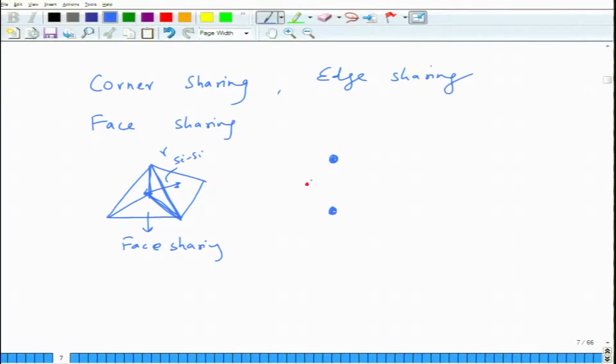Two are going to be present, one is going to be present somewhere here, one somewhere here. So, you are going to have a tetrahedra like that, and this other tetrahedra is going to be present somewhere like that. This is another silicon atom, and the other two oxygen atoms are going to be somewhere here and here. So, this is the tetrahedra, right. This is the edge sharing.